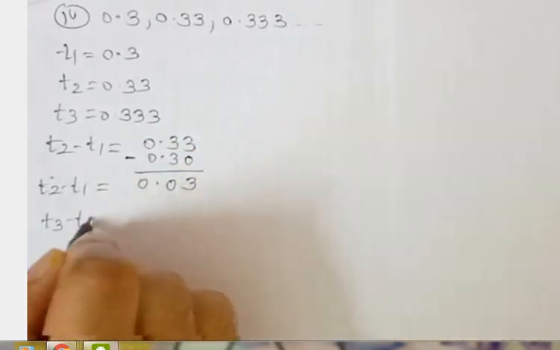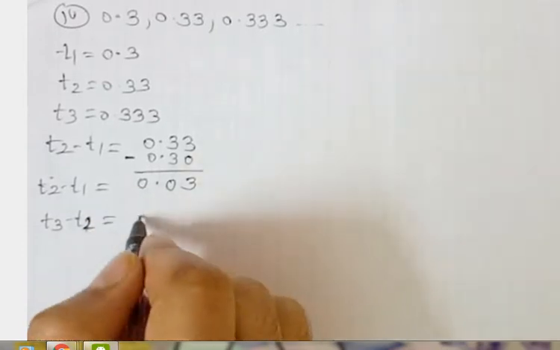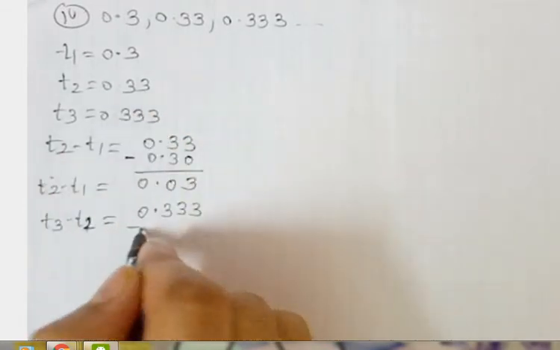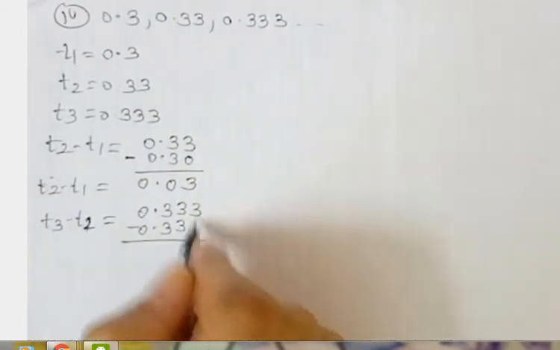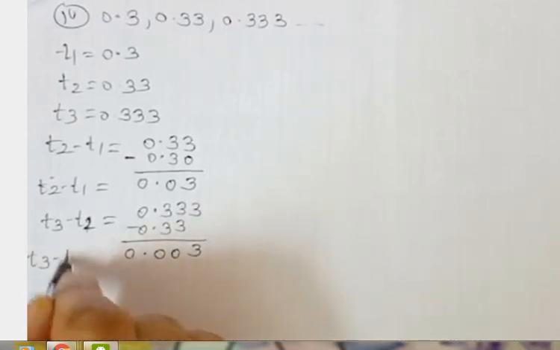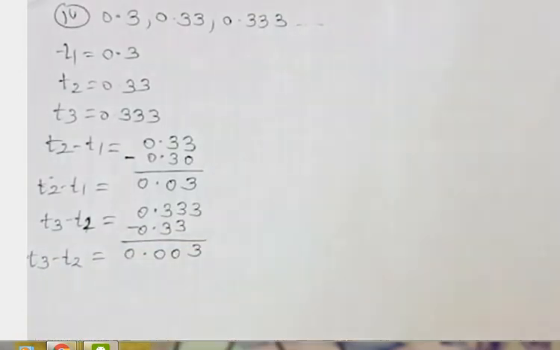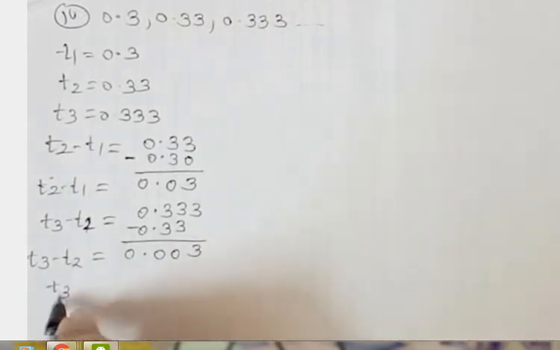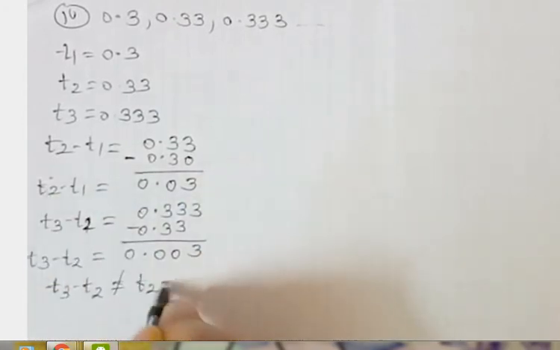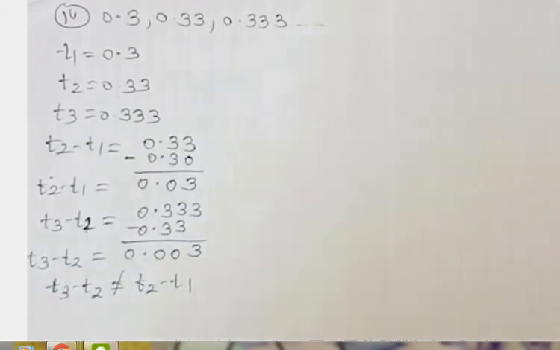And 0 minus 0, 0. Then T3 minus T2. T3 is 0.333 minus T2 is 0.33. Okay. Now 3 as it is. 3 minus 3, 0, 0 and 0. That is T3 minus T2 is equal to 0.003. Now see here, T3 minus T2 is not equal to T2 minus T1. That means the common difference is not the same.